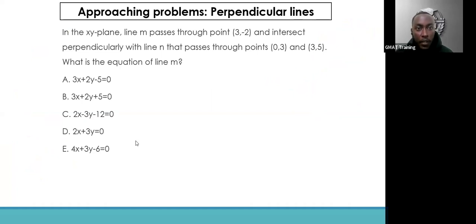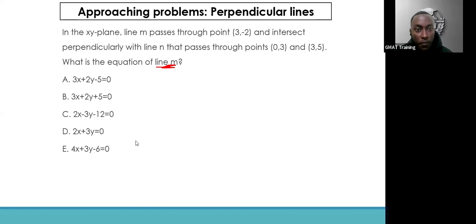In the XY plane or Cartesian plane, line M passes through point (3, -2) and intersects perpendicularly with the line N that passes through points (0, 3) and (3, 5). What is the equation of line M? We can find the gradient of N, look for the gradient of M, then find the equation of line M.